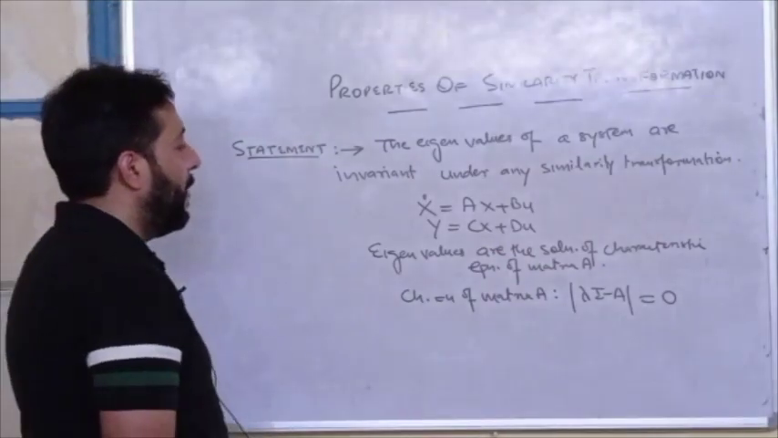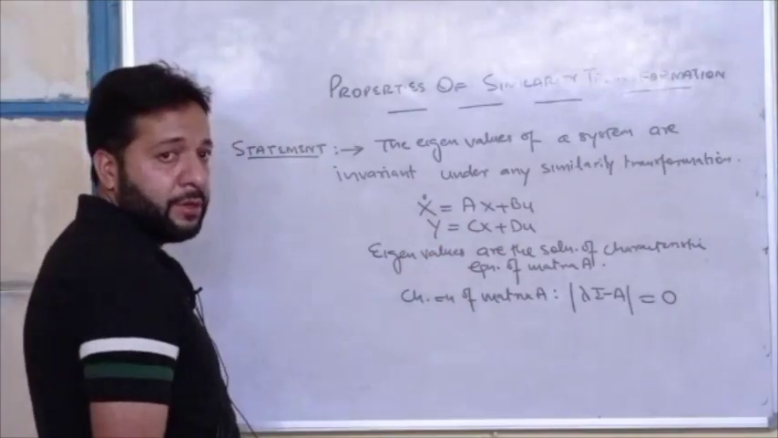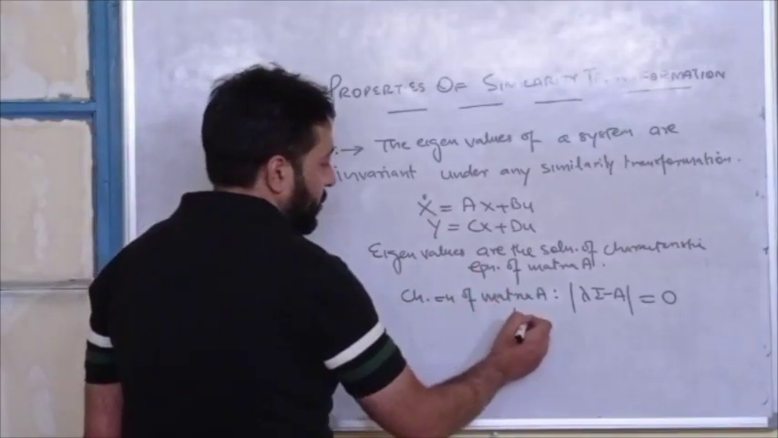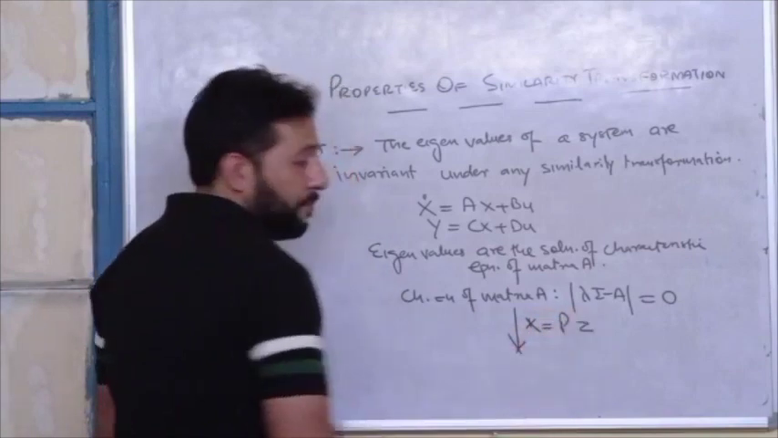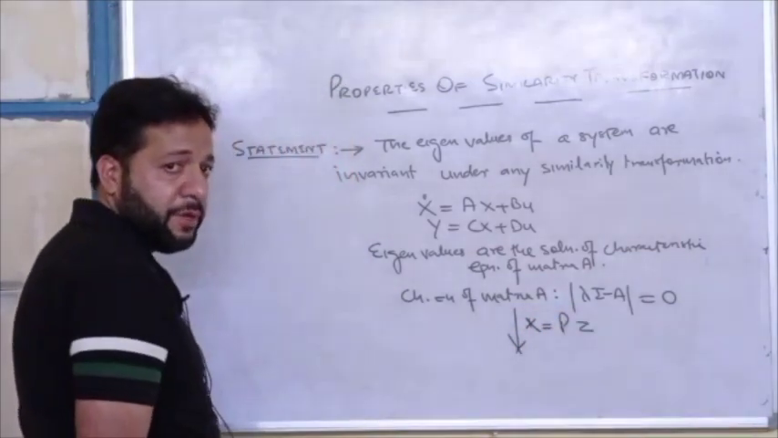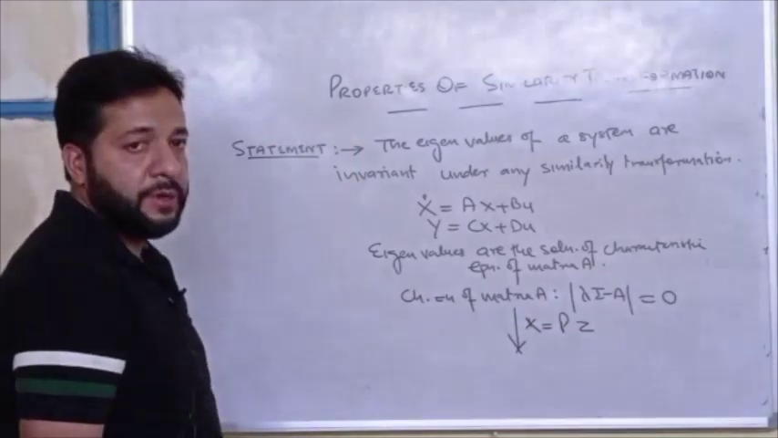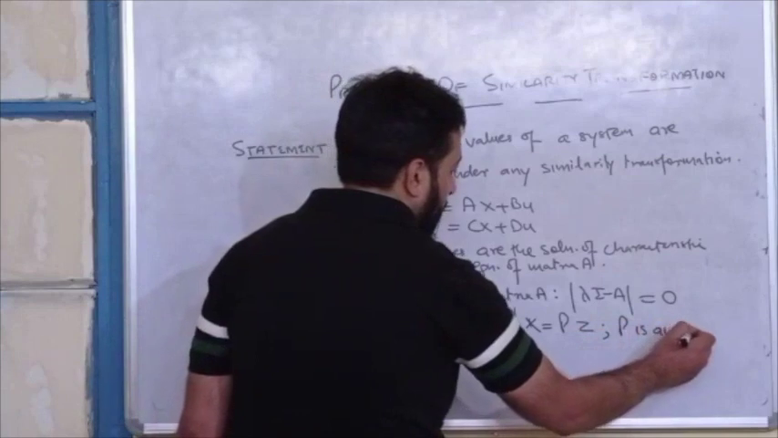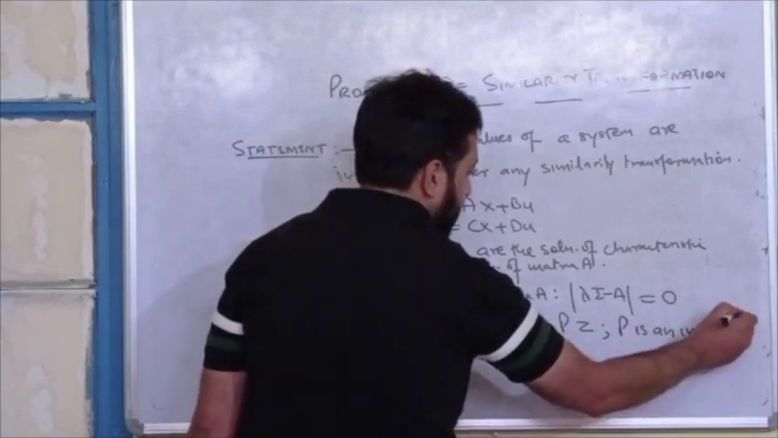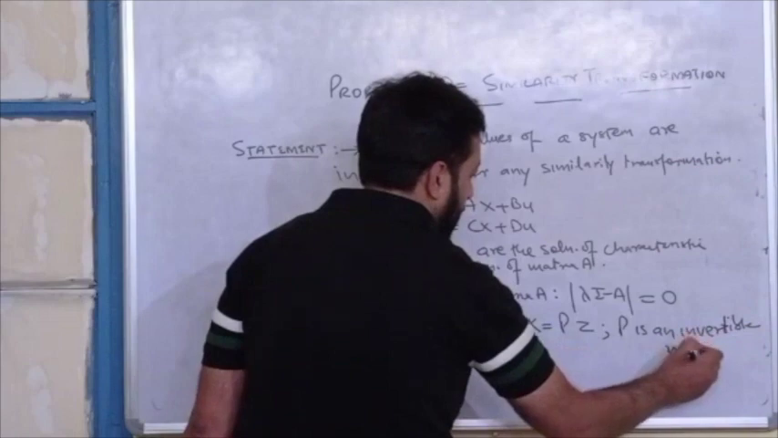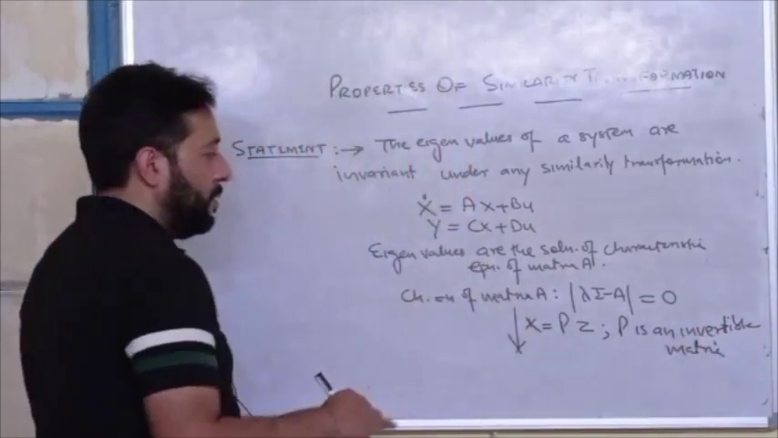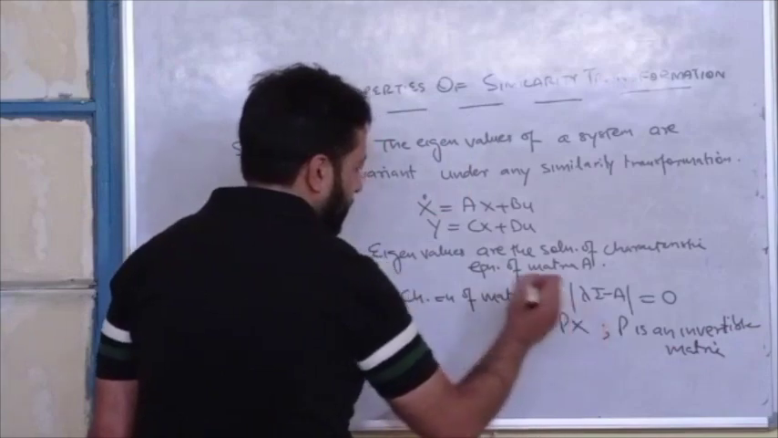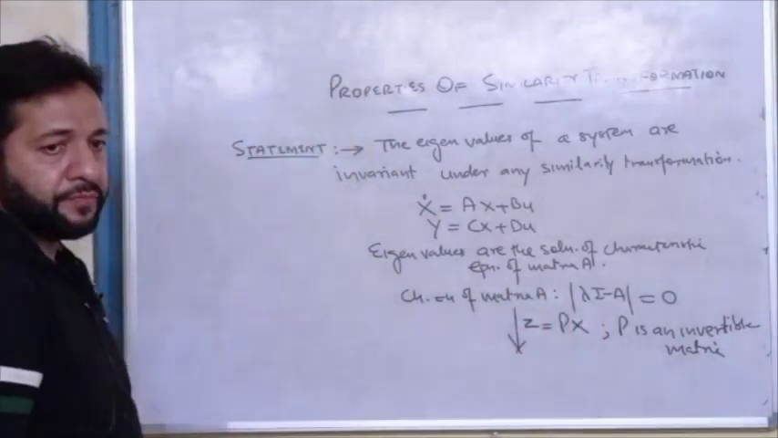ओके, नाउ इफ आई डिफाइन अ सिमिलैरिटी ट्रांसफॉर्मेशन, x equal to P z, what is the restriction on P? P must be an invertible matrix. सही है? So by the नहीं, z equal to Px किया था ना यूज हमने, let's use the same. Now otherwise this will be confusing. z is equal to Px, है ना?